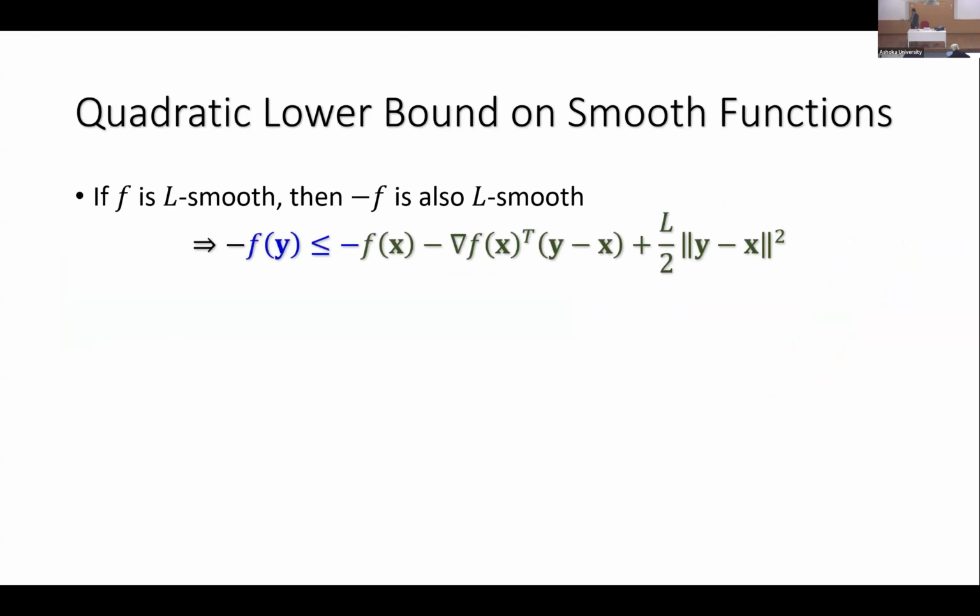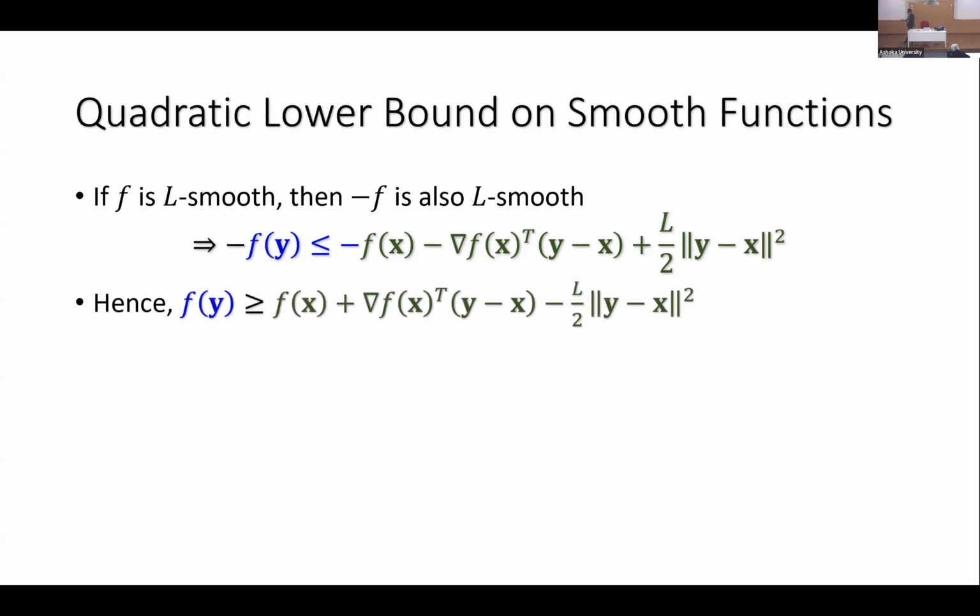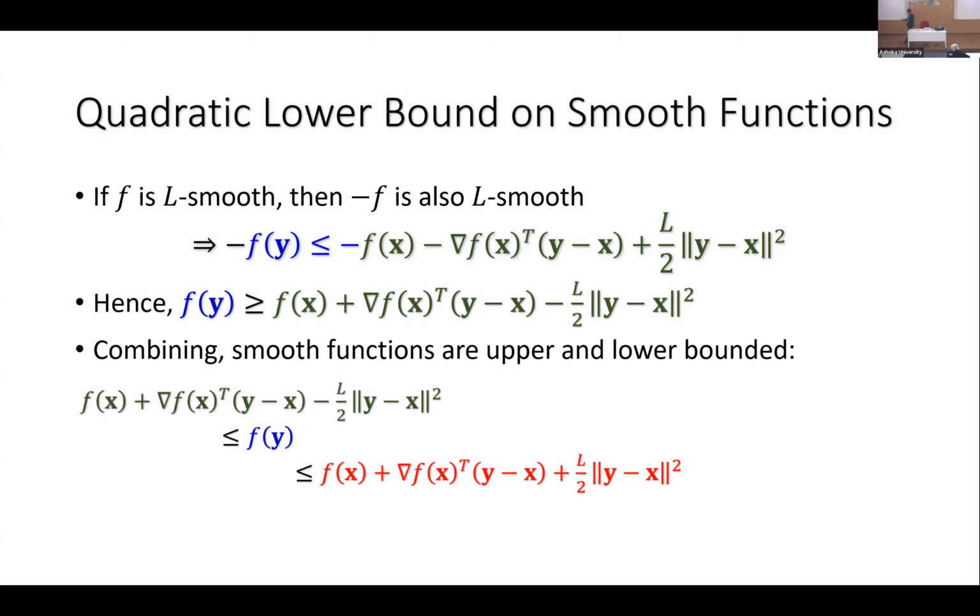So there is also similarly a lower bound, right? If f is L smooth, then minus f is also L smooth, because in the definition you can replace f with minus f. Minus f is also L smooth, so therefore you will get this kind of bound. And this is the quadratic lower bound. So I'll show you a nice animation.